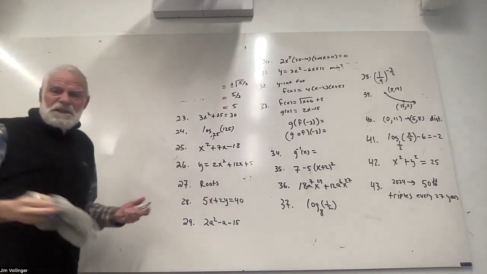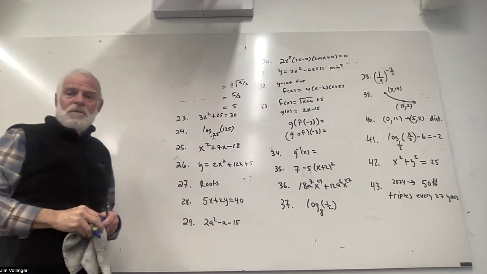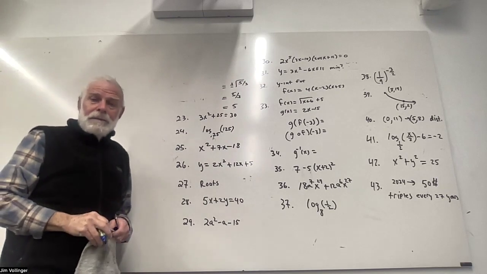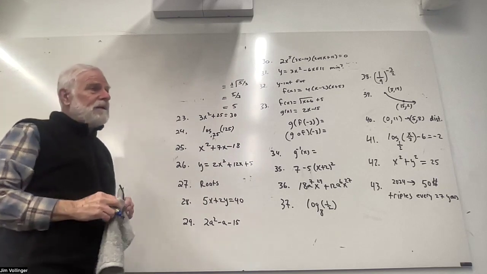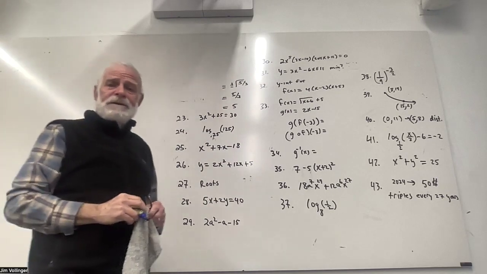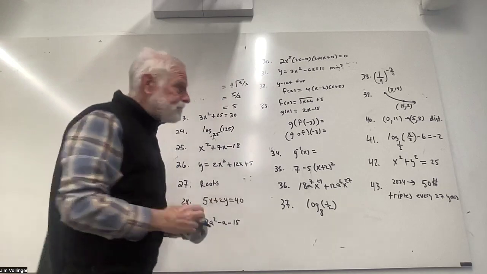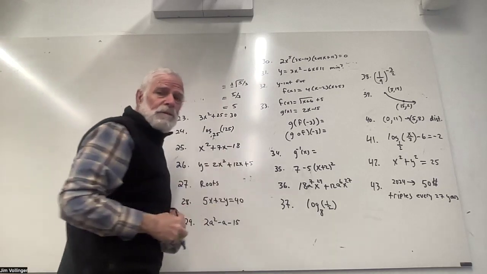If you can, it's a 10-second problem. Just the amount of time to write it down on a piece of paper. Imagine that if they were all 10-second problems: 43 times 10, 430 seconds. 7 minutes, roughly, to do the first 43 problems.